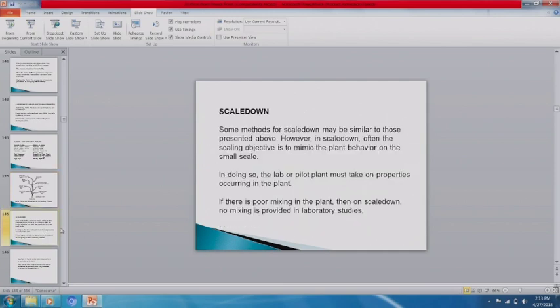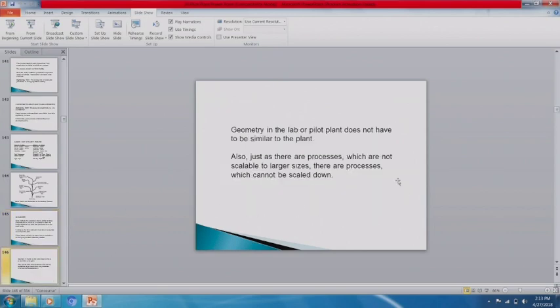Scale down. Now, the methods for scale down are similar to those presented above. However, in scale down, the objective is to mimic plant behavior on the small scale. Doing so, the lab pilot plant takes on properties occurring in the plant. If there is poor mixing in the plant and it is scaled down, there would be poor mixing in laboratory studies. Geometry, again, does not have to be the same, and just as there are processes which cannot be scaled up to larger sizes, there are processes which cannot be scaled down either.